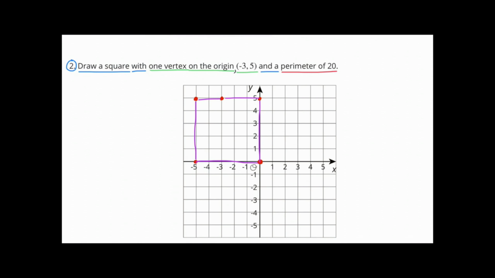Then I put a comma after origin. It wasn't there before. I needed to plot a point at -3 and +5, and the square needs to have a perimeter of 20. You'll notice that I plotted 5 points.